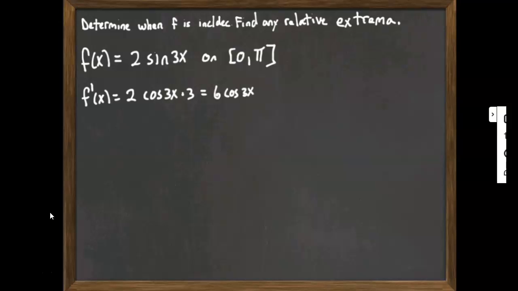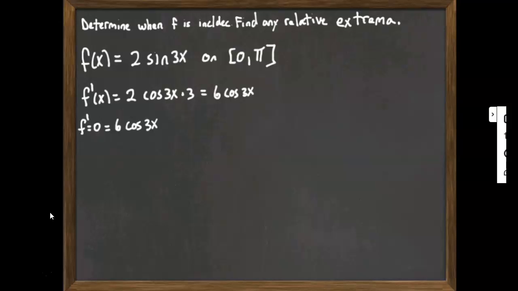That's pretty straightforward. Derivative of 2 sine 3x would be 2 cosine 3x times the derivative of the inside, which is 3, giving us 6 cosine 3x. We then ask the question, when is f prime 0? When is it undefined? Okay, so when is it 0? Well, it'll be 0 when 6 cosine 3x is 0, which would happen when cosine 3x is 0.